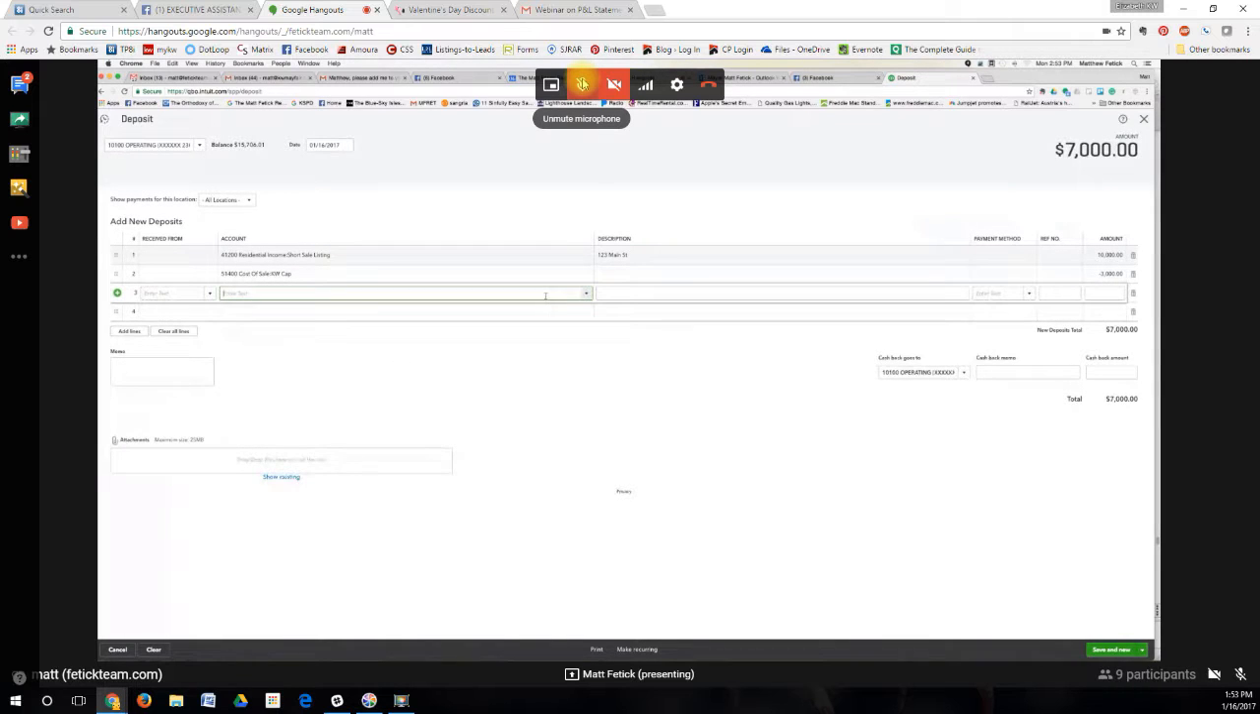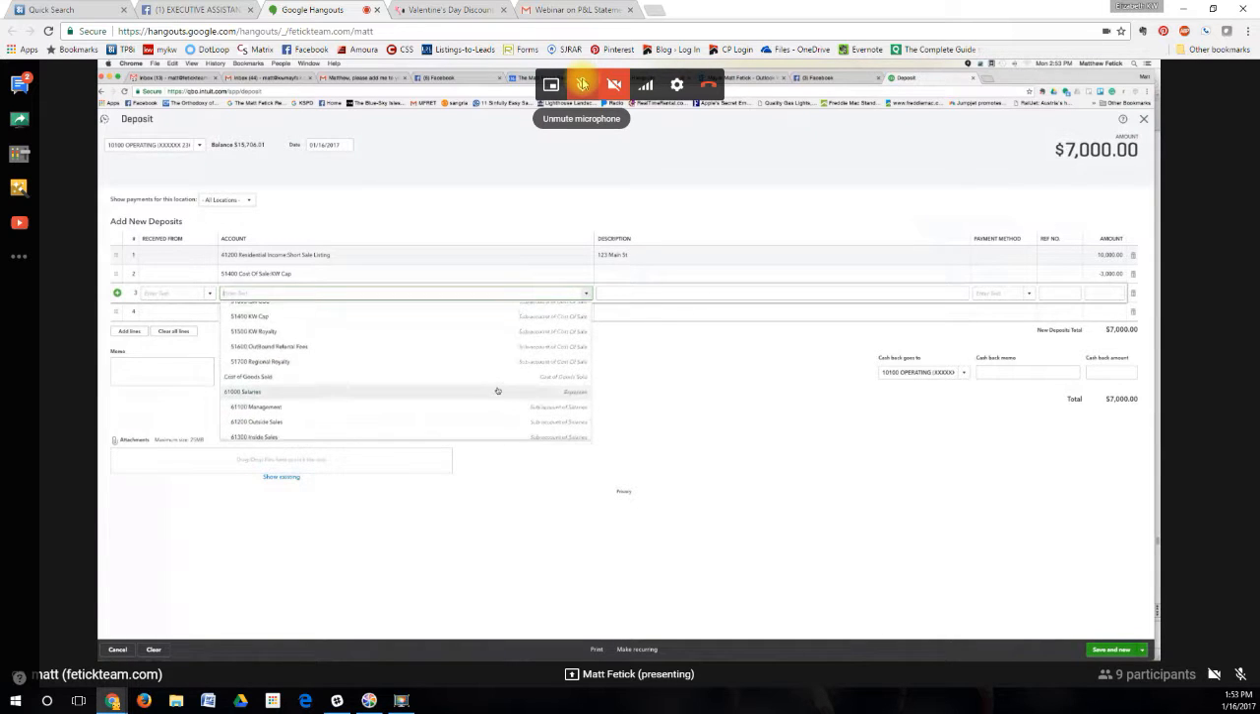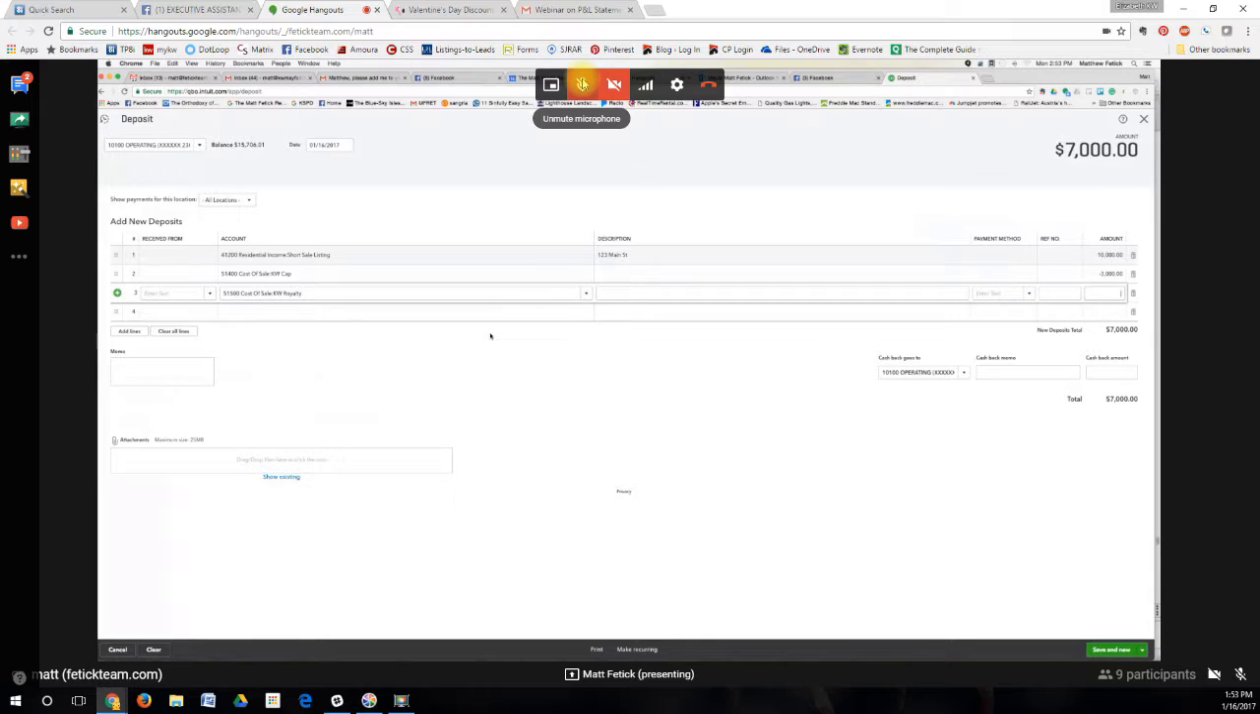Now I'm going to put in here, and I've got to pay my royalty. Right. So let's go down and pay the royalty. Right, so that's going to be a negative $600. So this is what was withheld on there.